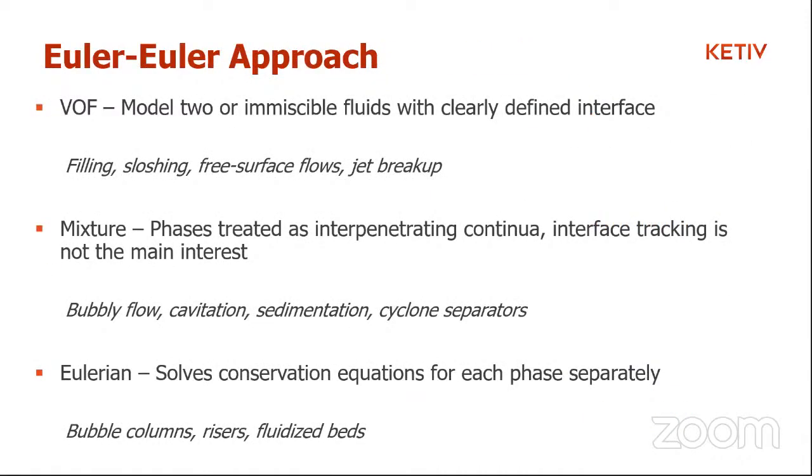Once you've decided that your application is suitable for the Eulerian approach, wherein perhaps you could treat the two phases as continuous mediums, you have to decide which model you choose within Ansys Fluent. There are 3 different models that you can choose using the Eulerian approach. The commonality between all these 3 models is that all the phases you have in your computational domain will be treated as interpenetrating continua.